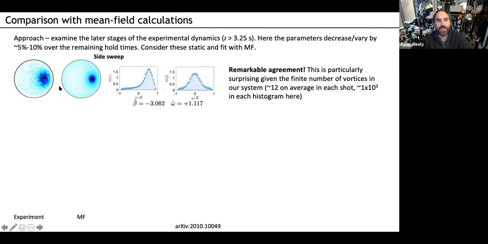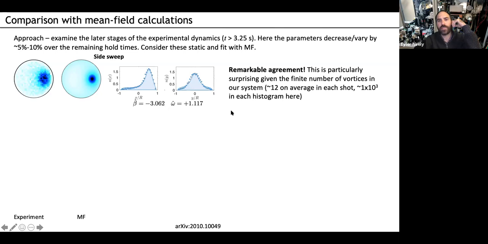This is the case of that side sweep. You can see here the experimental points are the squares, and the filled area is the mean field. This one is integrating along the x direction, and this one is integrating along the y direction. The fitted values of the inverse temperature and omega come out of this. And as you would expect, this corresponds to a negative temperature off-axis cluster.